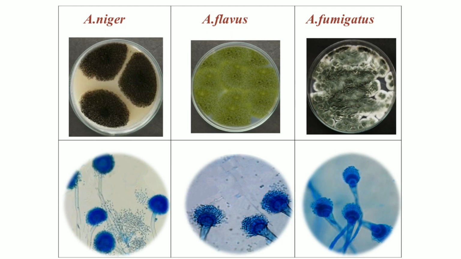Microscopic difference. In case of Aspergillus niger, throughout the spore head covered with conidiospore. Aspergillus flavus, 3/4 of the spore head covered with conidiospore. And Aspergillus fumigatus, at the center of the spore head containing conidiospore.